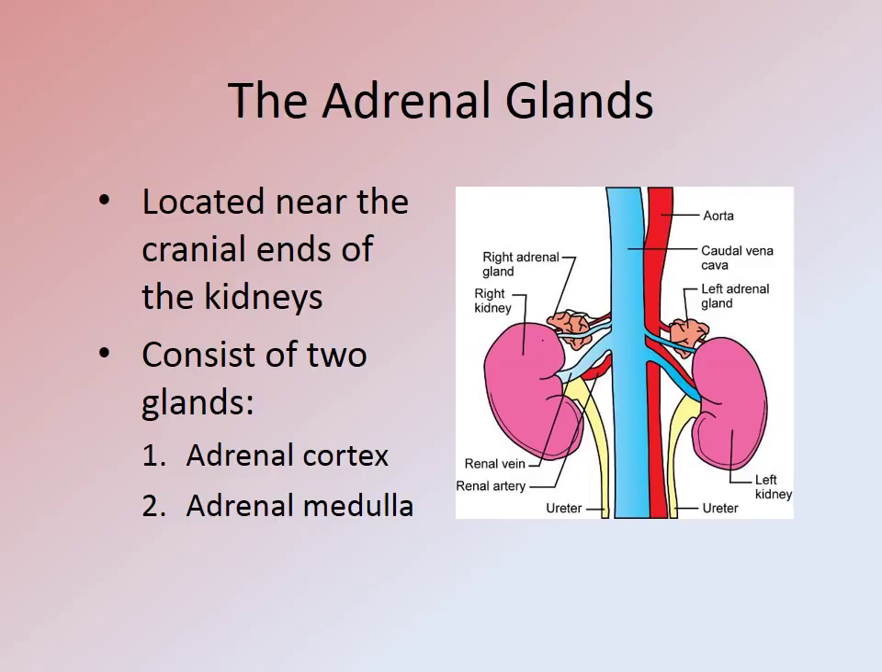So the adrenal glands. The adrenal glands are located near the cranial end of the kidney. There are two adrenal glands, right and left, and they're composed of an adrenal cortex, which is the outer layer, and the adrenal medulla, which is the middle layer. And this picture shows you where they're located.